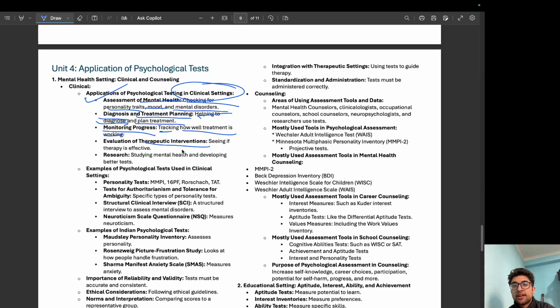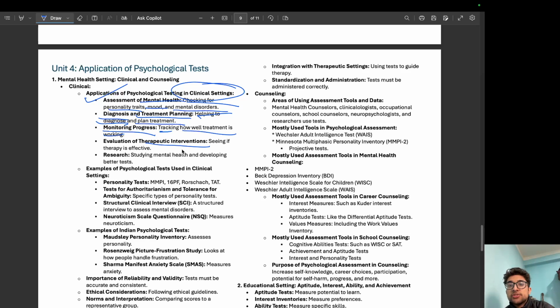Let's talk about counseling. Actually we are talking about counseling under mental health settings, but we are also going to cover other aspects of counseling as well. There is a mental health counselor, and there's also a clinical psychologist. There are occupational counselors as well. There are school counselors, there are neuropsychologists and researchers. So there are different kinds of counselors. These are some of the examples which you can study yourself: WAIS and MMPI-2, as well as projective tests. Most commonly used, again, MMPI, for testing for depression. This is intelligence testing, and this is also for intelligence, so you can memorize it.